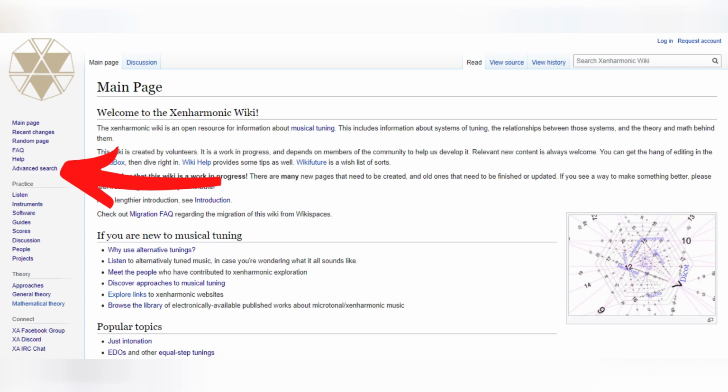We're already familiar with the first one, the main page. This, believe it or not, brings you back to the main page. The next one, just as easy to understand and probably not very interesting to the average visitor to the page, is a list of recent edits to the wiki, which is not super important to the casual visitor.